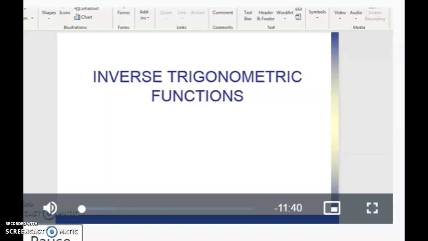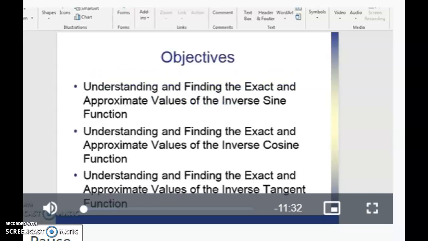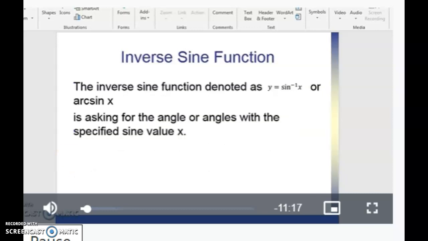This is Mrs. Thompson, and today we will be talking about the inverse trigonometric functions. More precisely, our objectives today are to understand and find the exact and approximate values of the inverse sine, inverse cosine, and inverse tangent functions. We will begin with the sine function and then look at a few examples for the other functions. The procedure remains the same regardless of the trig function.